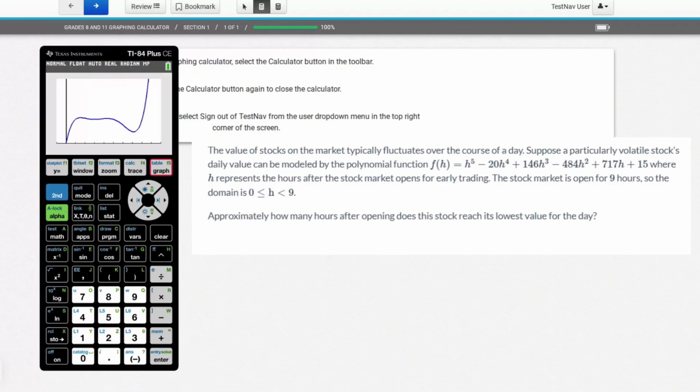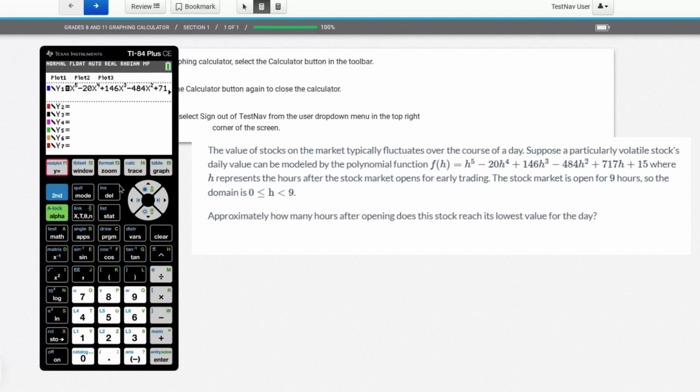Hey, there we go. Now my job is to find the minimum value after 9 hours, or within 9 hours. It appears that that's going to happen right away. I really wish it was here, but it appears that the minimum is going to happen immediately.